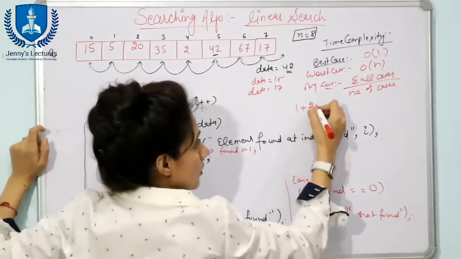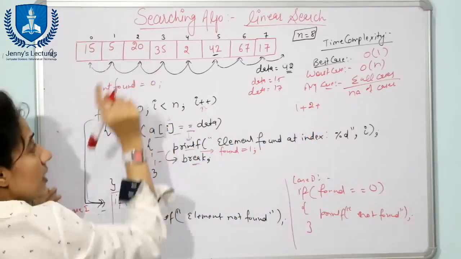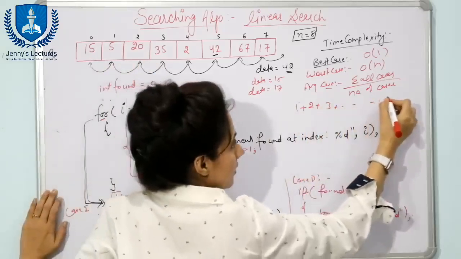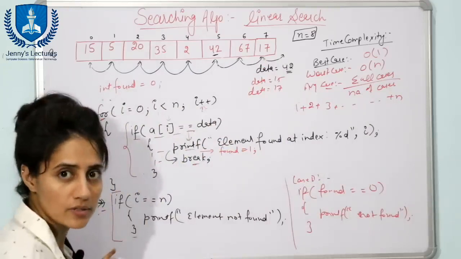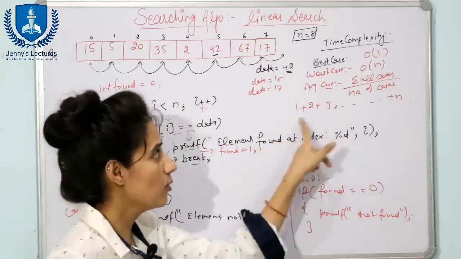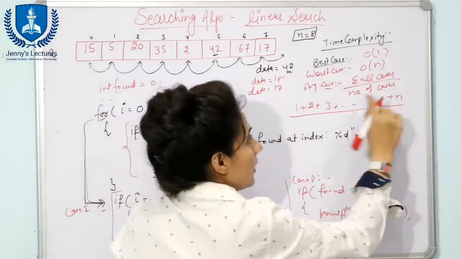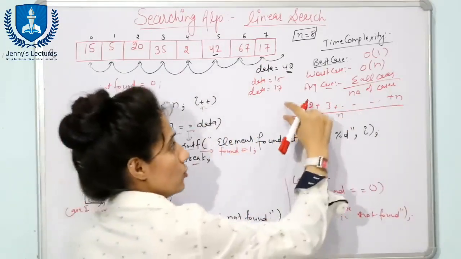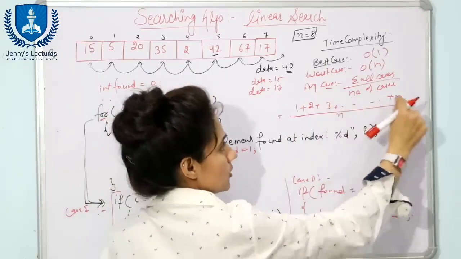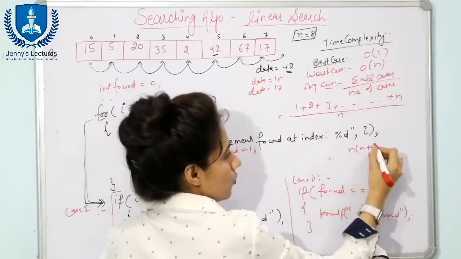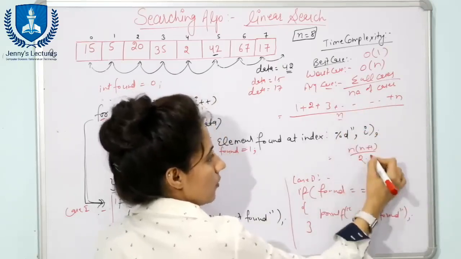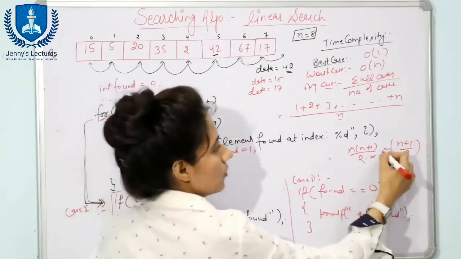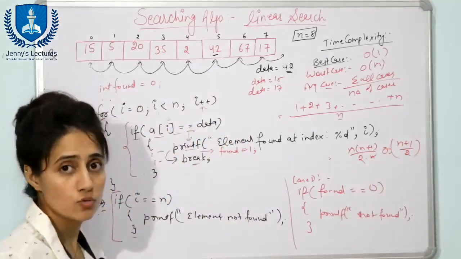Plus, the third case is the data is present here only. In that case, how many comparisons? 1, 2 and 3. Like that till n comparisons. Sum of all the cases, divided by the number of cases, which is n, right? And I hope you know the formula for 1 plus 2 plus 3 up to n, that is n into n plus 1 divided by 2, and here we have n. So the time complexity would be order of n plus 1 divided by 2, you can say.